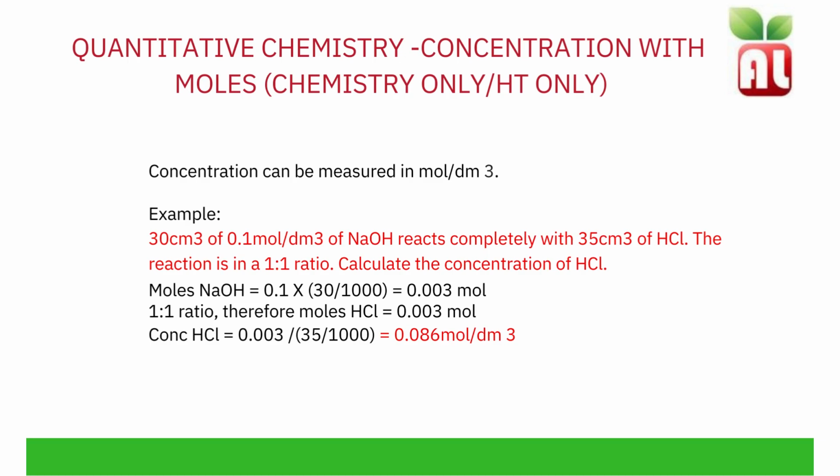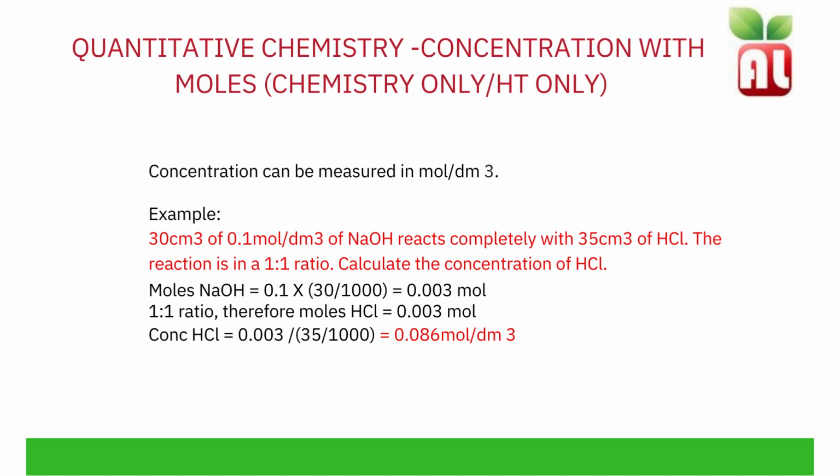An example of a calculation of concentration. 30 centimetres cubed of 0.1 mole per decimetre cubed of sodium hydroxide reacts completely with 35 centimetres cubed of hydrochloric acid. The reaction is in a 1:1 ratio. This means for every 1 mole of sodium hydroxide, you require 1 mole of hydrochloric acid to neutralise it completely. Calculate the concentration of hydrochloric acid.